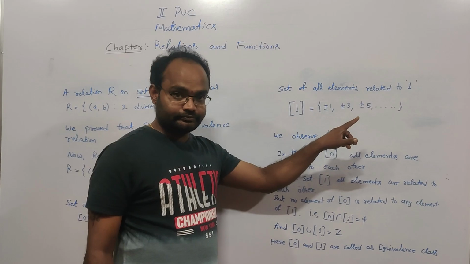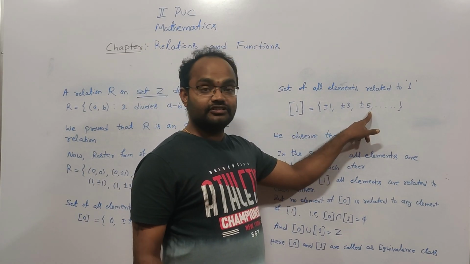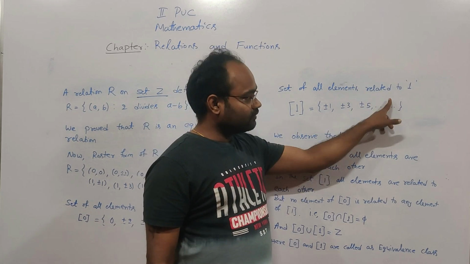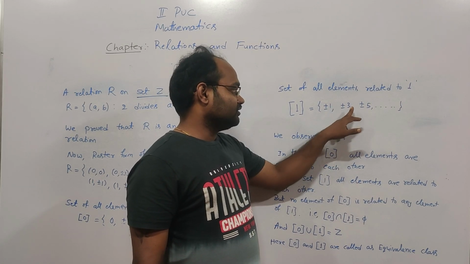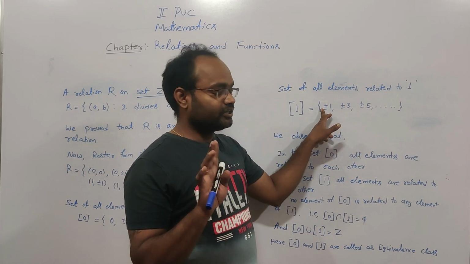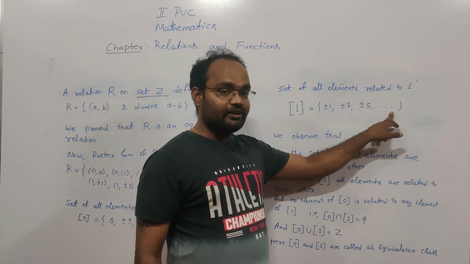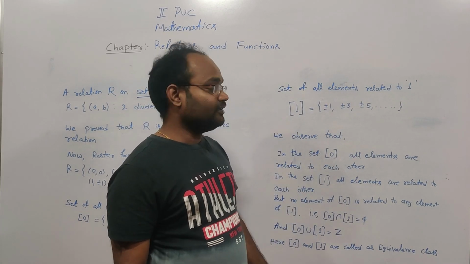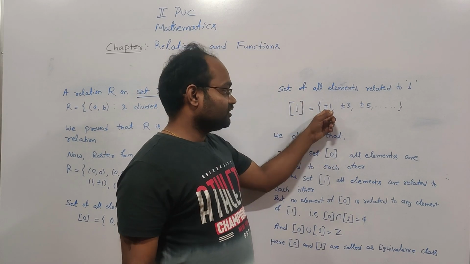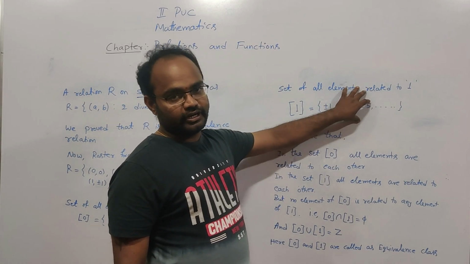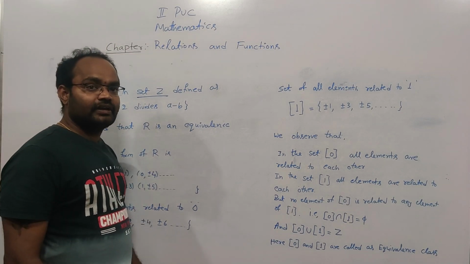Similarly here, 1 and 3 difference 2 divisible by 2, 1 and 5 difference is 4 divisible by 2. Similarly 1 and 7, difference is 6, divisible by 2. 3 and 1 difference 2, divisible by 2. 3 and 5 difference is 2, divisible by 2. 3 and 7 difference 4, divisible by 2. That means in this set also every element is related to each other.